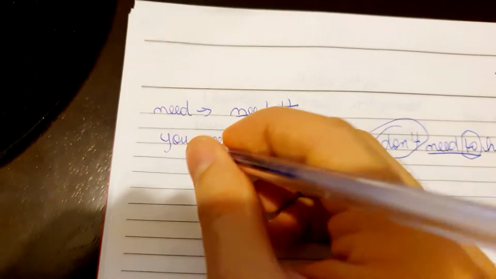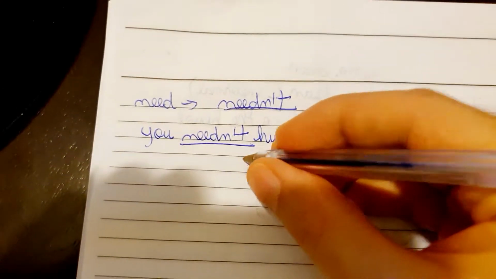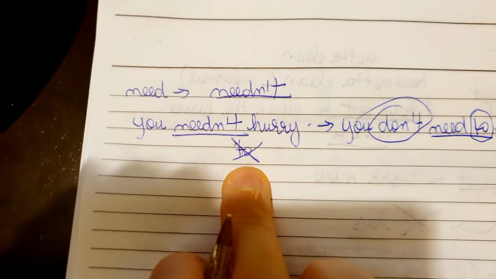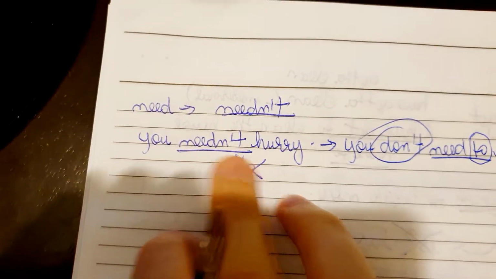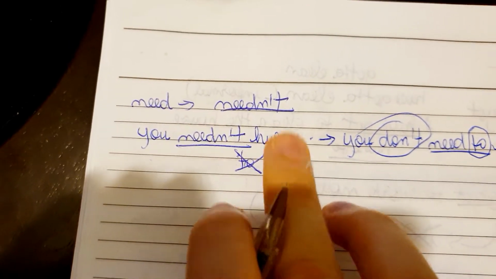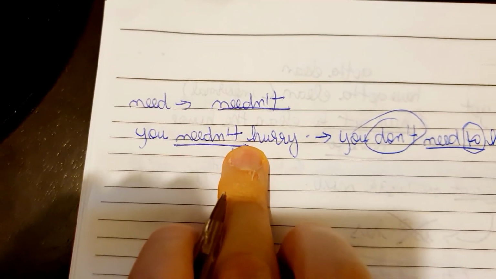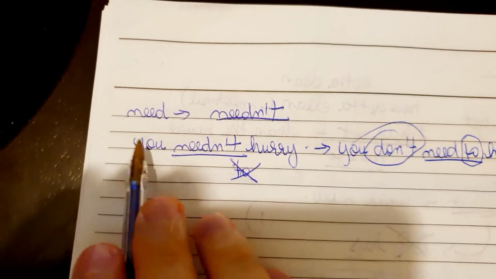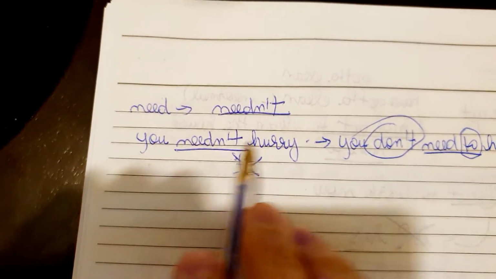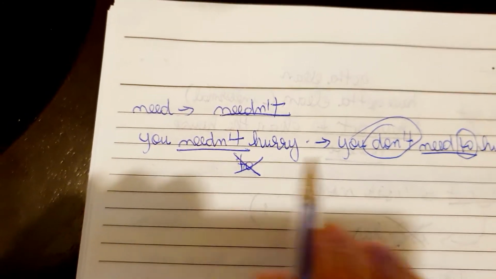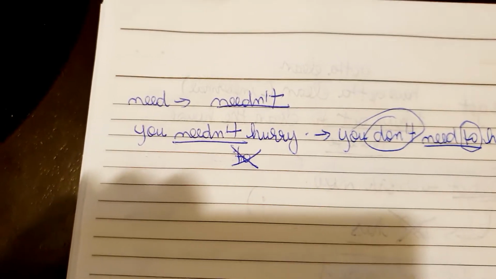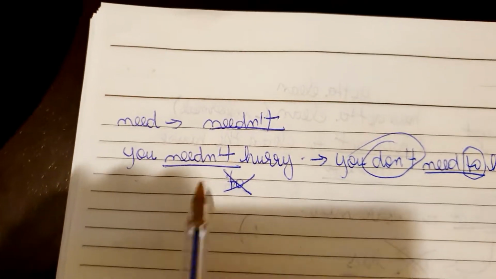Here, you needn't hurry. If you pay attention, we don't use to here. It's because it's not necessary. You needn't hurry. If you use to here, it's wrong, okay? It's incorrect. So you have to say, you needn't hurry. You needn't come here. You needn't study, okay? We don't use the preposition to after the verb needn't, right?